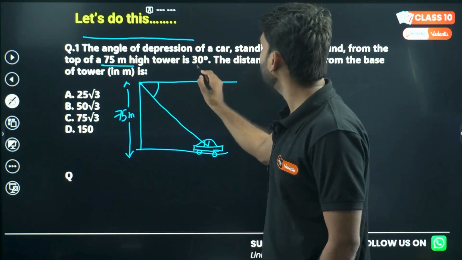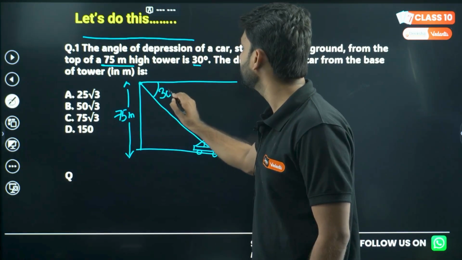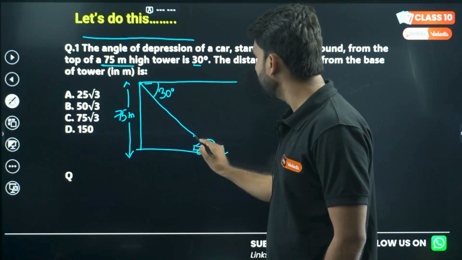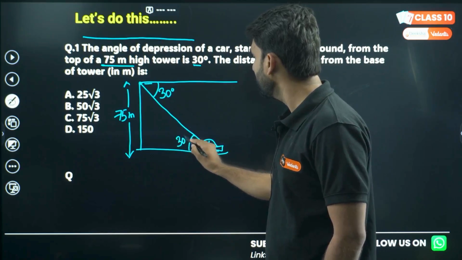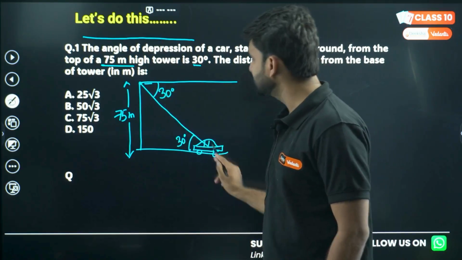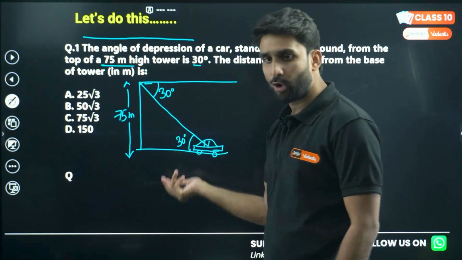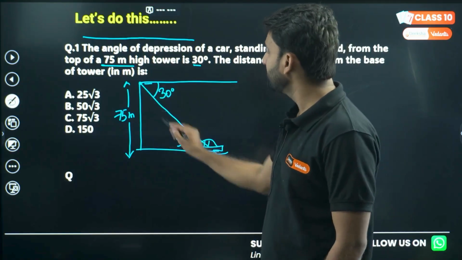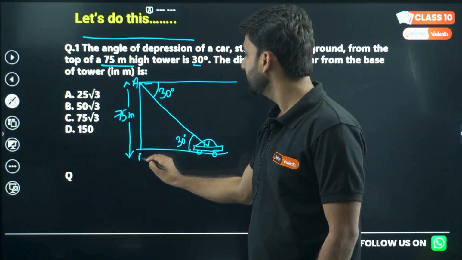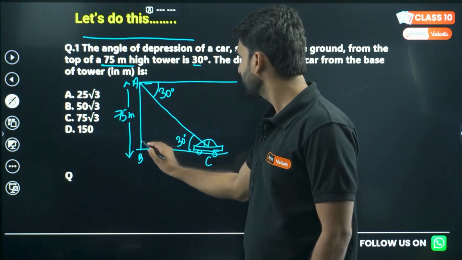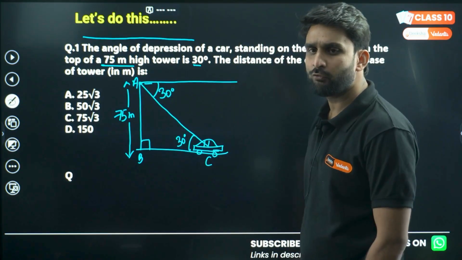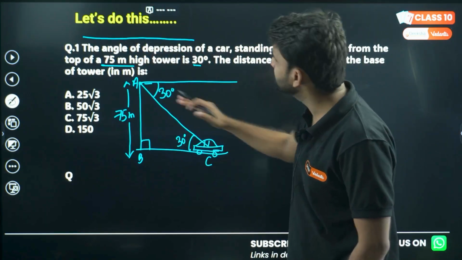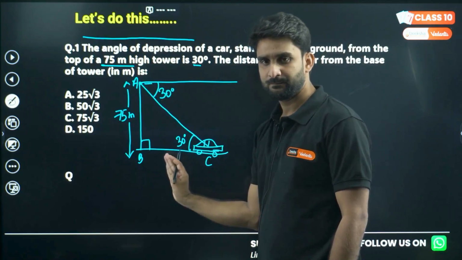And what is the angle of depression here? This is 30 degrees. This line is exactly perpendicular to the earth, so by alternate interior angles, this angle has to be 30 degrees as well. Now mark the triangle. This is the triangle here. So what I have done is draw the diagram as per the information of the question.